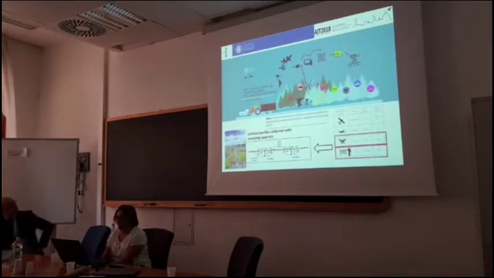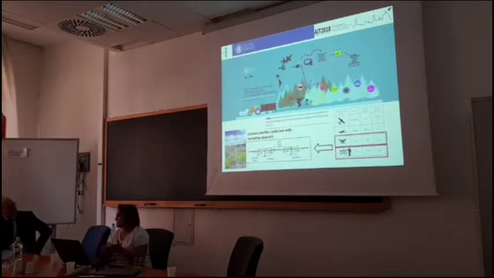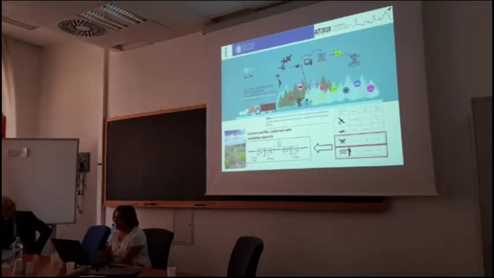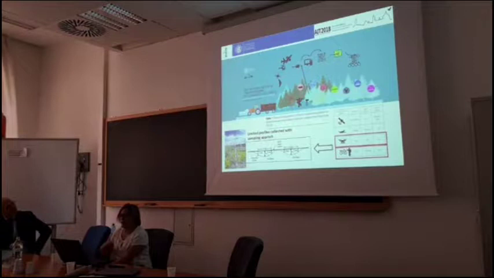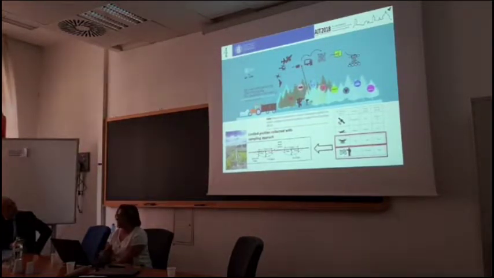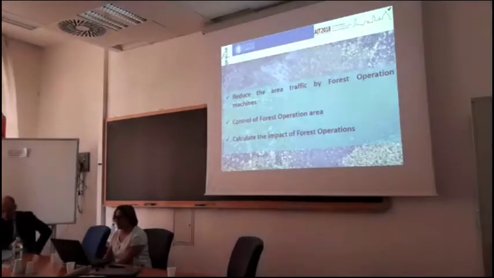Usually, in the context of logging trails, the simplest way to detect the soil impact was to collect a simple profile using a total station. So we can have the information only along the line of a profile. But we think that having a spatial resolution of these trails with information could be very important for forest management and for restoration of these trails.